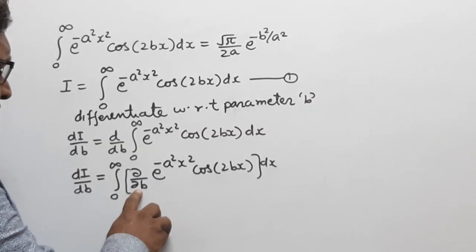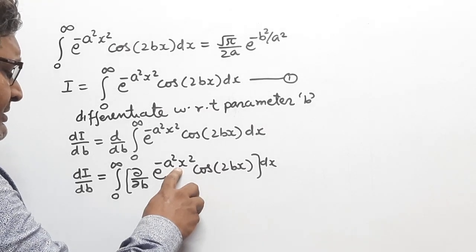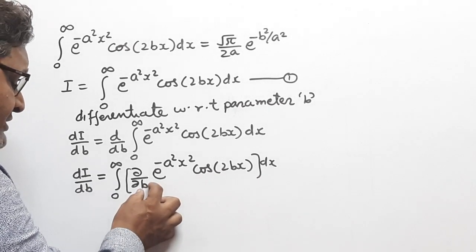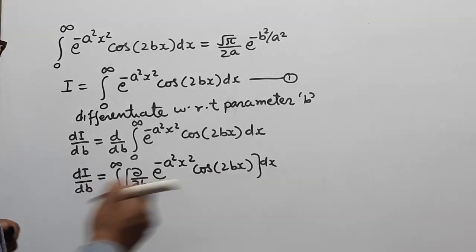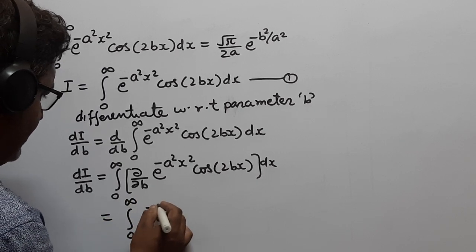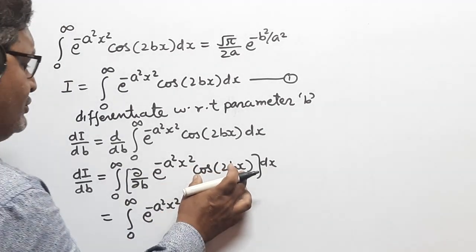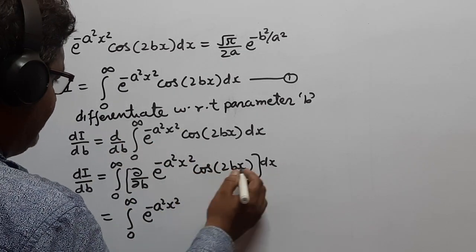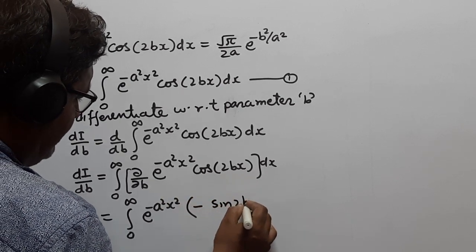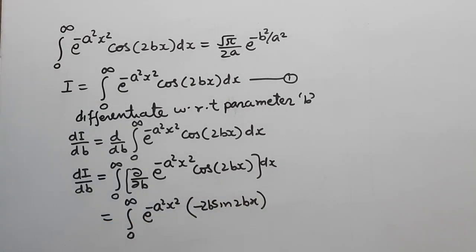Now we can see here that e to the power minus a square x square is constant because we have to differentiate this function partially with respect to b. So we differentiate only cos 2bx. We know that differentiation of cos 2bx with respect to b is minus sin 2bx, and differentiation of 2bx is 2x, because 2x is constant.